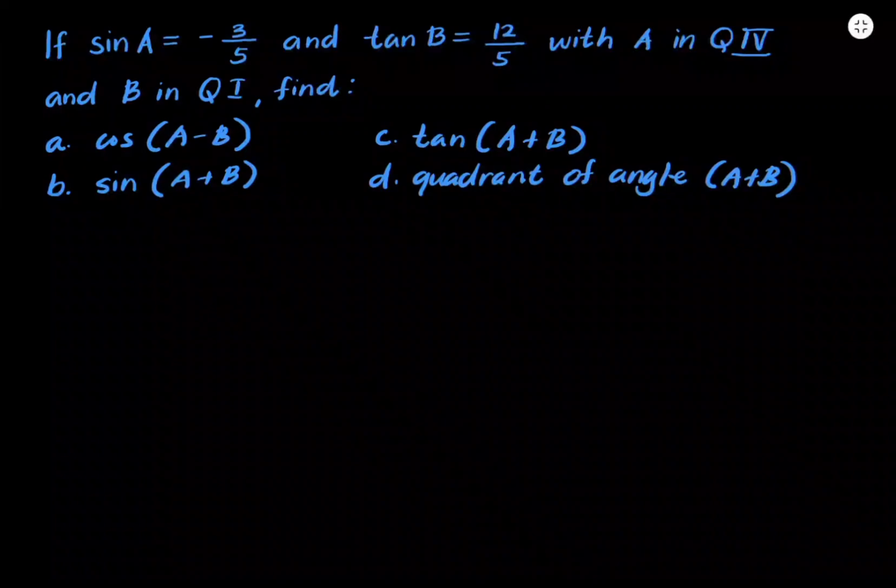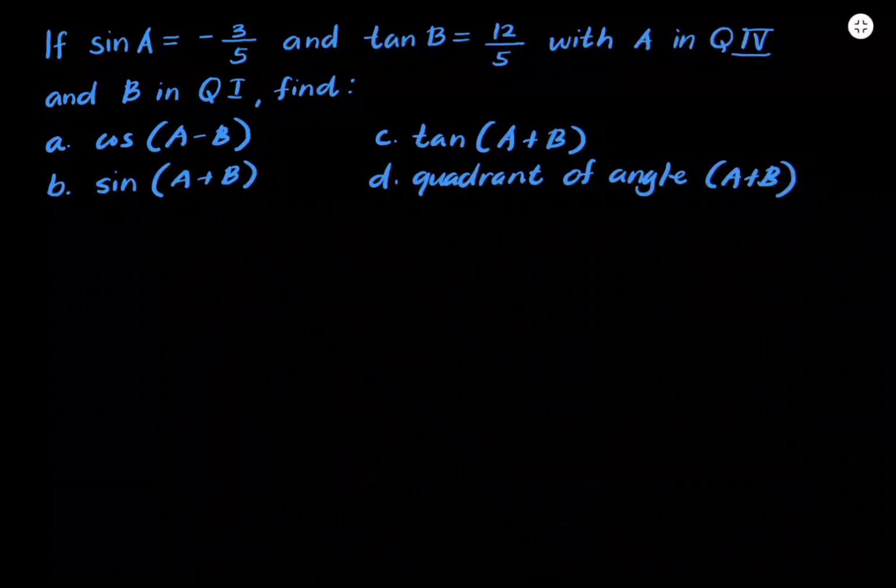Today we will be solving a trigonometric problem involving the sum and difference identities. So here is the problem. If sine A equals negative 3 over 5 and tangent B equals 12 over 5, with angle A in quadrant 4 and angle B in quadrant 1, find the following.